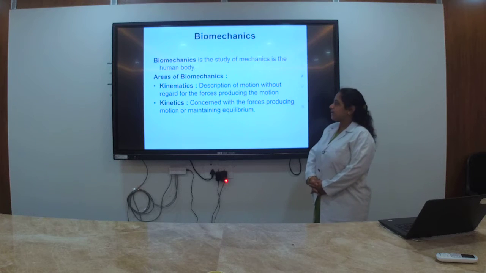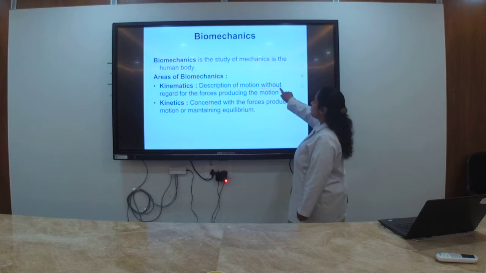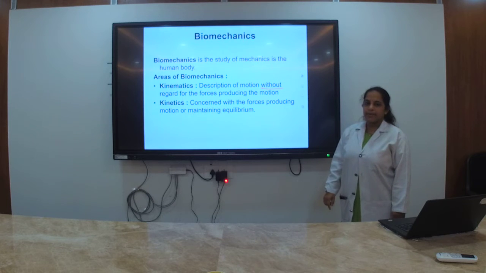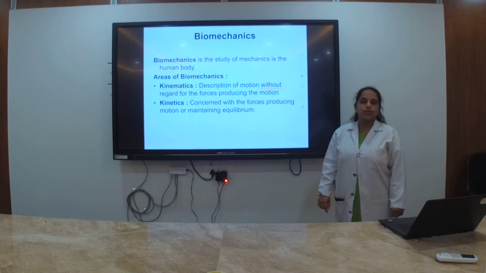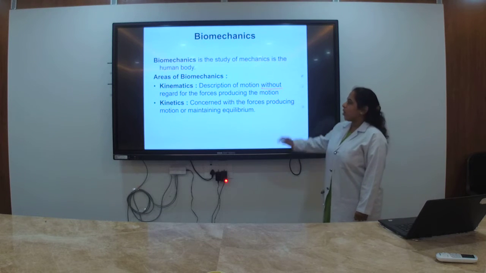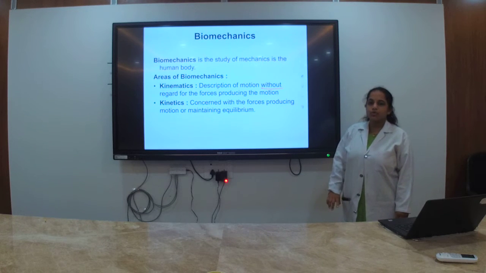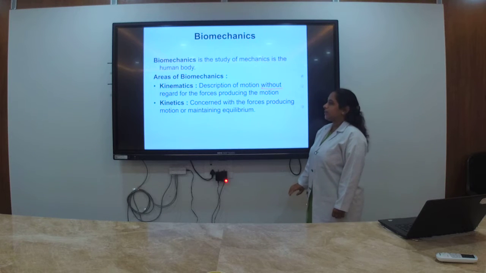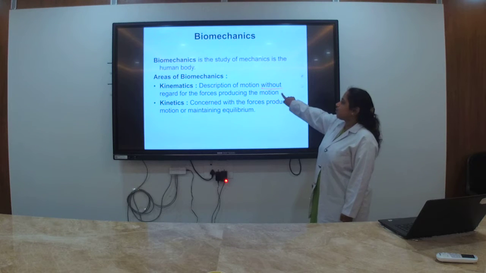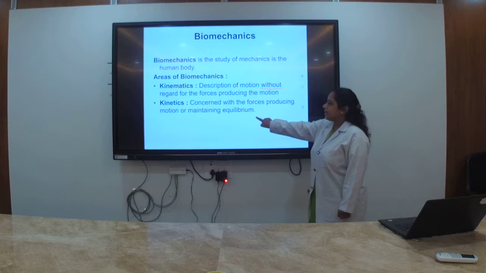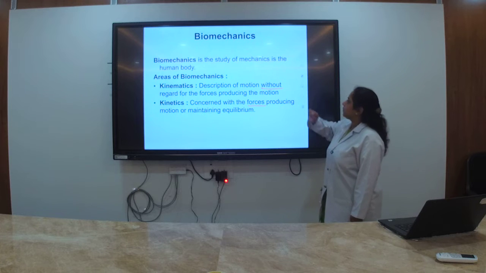Now what is kinematics? Description of motion without regard for forces producing motion is called kinematics. On the contrary, kinetics is concerned with forces producing motion and maintaining equilibrium. So in short, in kinematics there is no study of forces producing motion, while in kinetics there is study of forces producing motion.